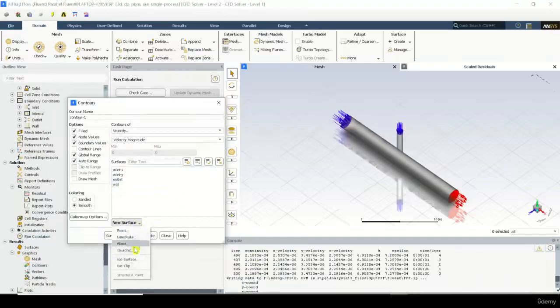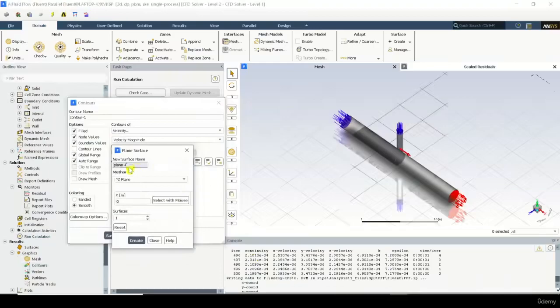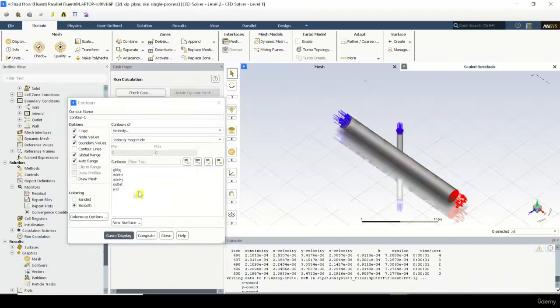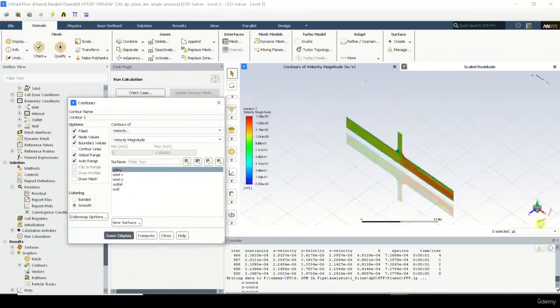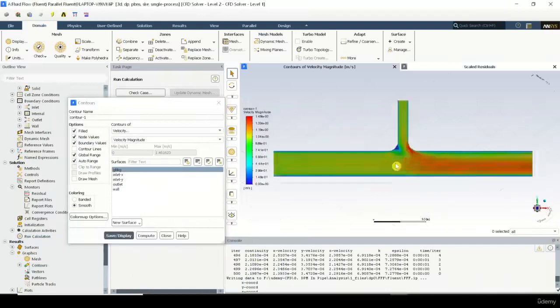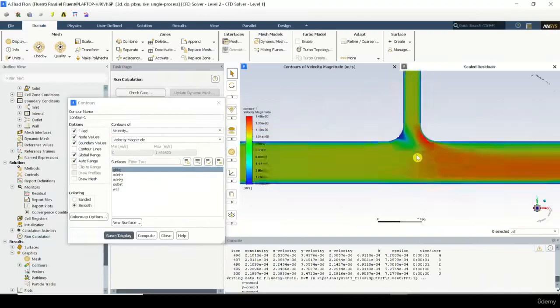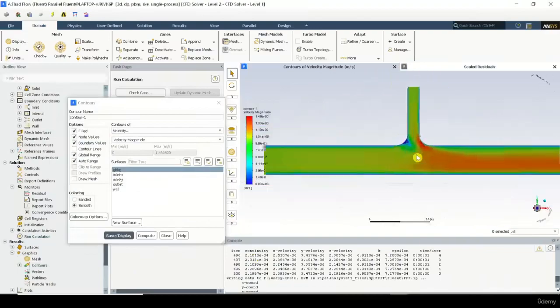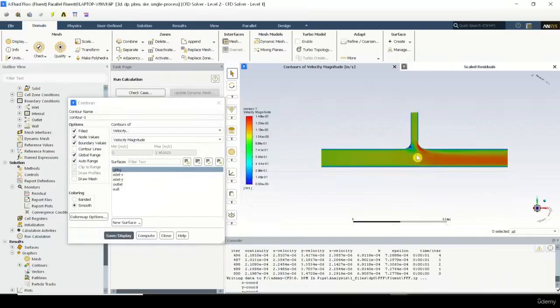We need to go to new surface and click on plane, and we can just name it 1 2 3 or anything. I want the plane to be on the xy plane. So I'll select xy over here, and I want the z to be 0 and click on create, close it. Now I'll select this surface that I've created, compute, display. Now you can see, if I'm aligning it to normal, this is how your velocity field of propane gas looks like. Okay, now just accept the fact that this is a coarser mesh.